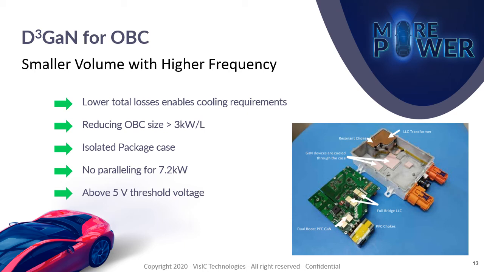The reference design VisIC has developed in the past shows the power density increase possible with 200 kHz switching at the PFC, even while the GaN devices are cooled through the case and not directly placed on the cold plate. As always, a high threshold voltage of above 5 volts helps in achieving the mentioned performance.